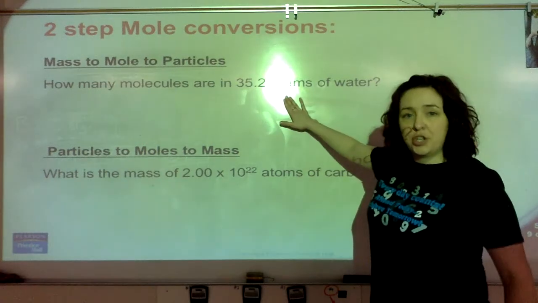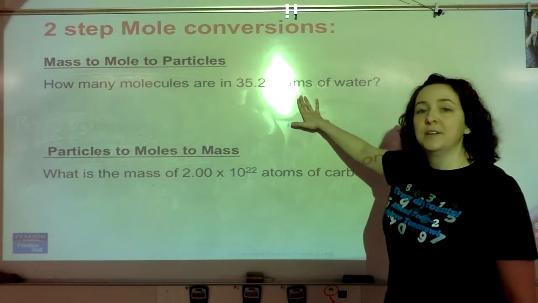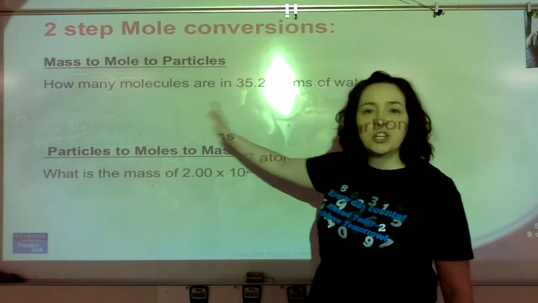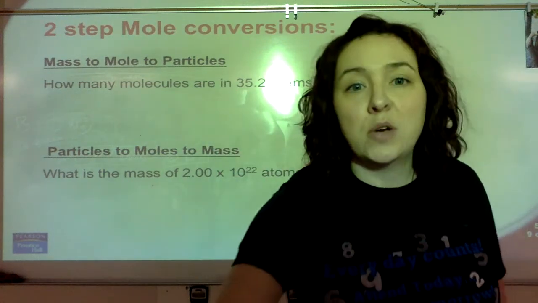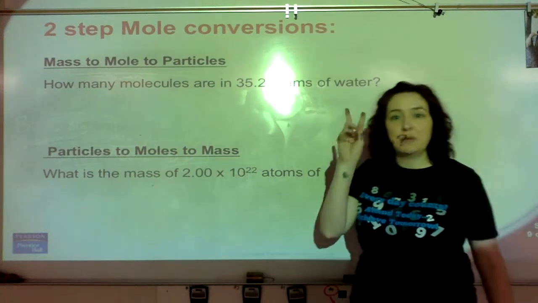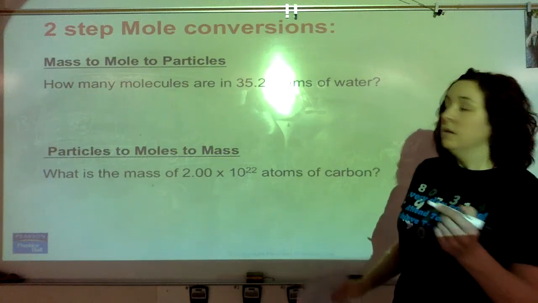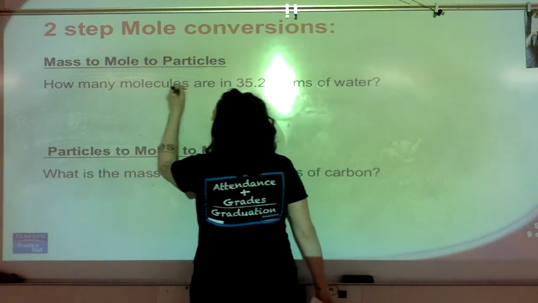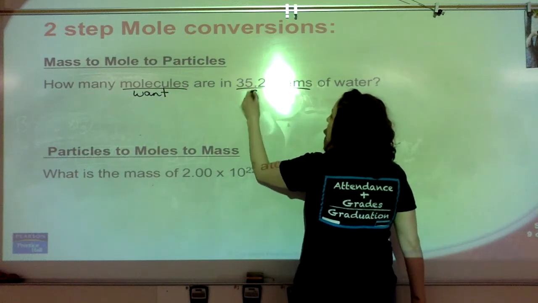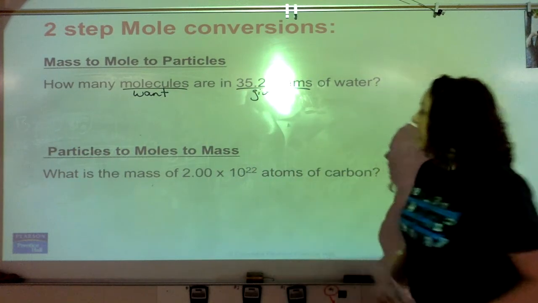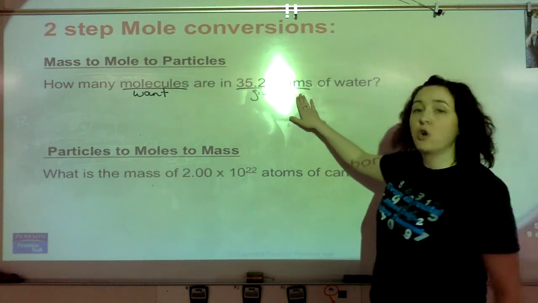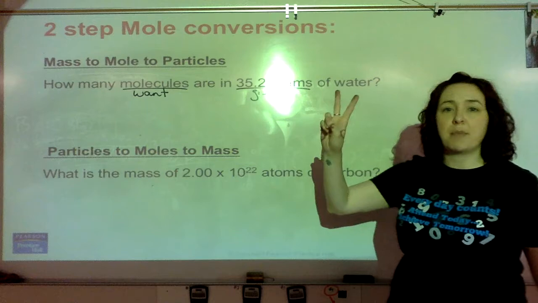So if you read the question, there is no mention of moles whatsoever. If there's no mention of moles, then it's going to be a two-stepper. You might want to write that down. No mention of moles, it's going to be a two-stepper, okay? So it says how many molecules, that's what we want, and we're given grams. Okay, so we want molecules, which is a type of particle. We have grams, no mention of moles, two-stepper.